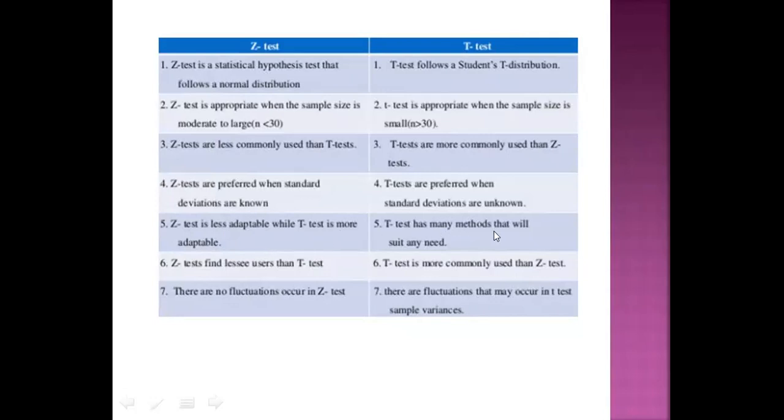T-test has many methods that will suit any need. Z-test finds fewer users than T-test, and T-test is more commonly used. There is no fluctuation in the Z-test. There is fluctuation in the T-test due to sample variance.